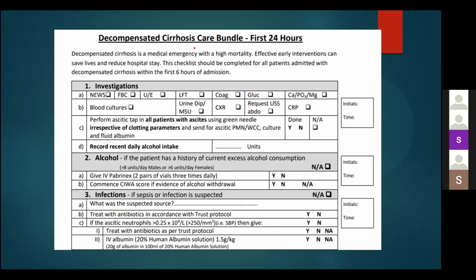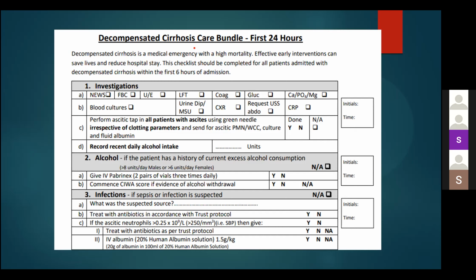These patients want cultures, dips, and chest x-rays to look for signs of infections. They're probably going to need an ultrasound of their abdomen, which again, that'll probably be done by the acute medical team. Now, any patient who comes in with decompensated cirrhosis and ascites needs to have an ascitic tap done, and that can be done regardless of what the clotting is in the patient. I don't know how many of you have done an ascitic tap before, but certainly it's by no means a technically difficult procedure. And I'll talk a little bit about that in the following slide.